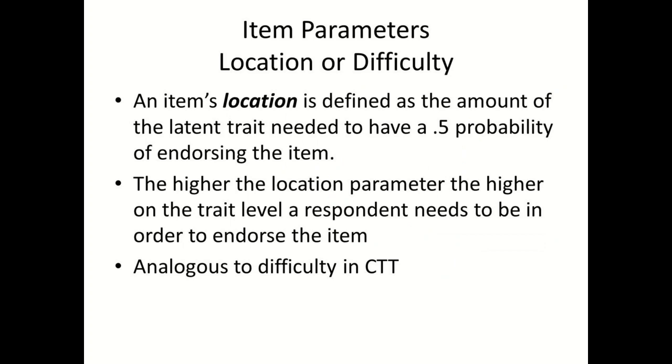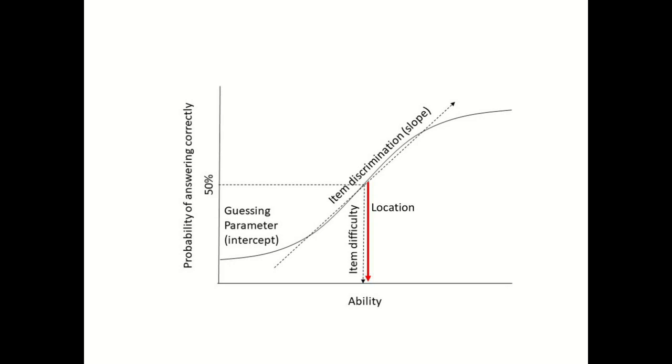The first one is item location or difficulty. So that is basically the amount of the latent trait that a person needs in order to have a 50% chance of answering the item correctly. So the higher the location parameter, the higher the person needs to be on the latent trait in order to be able to correctly answer that item. And that is pretty much similar to item difficulty in classical test theory. So what this means is similar to what I just have shown in the previous graph. Again, ability, probability of answering correctly. Here's the 50% mark, and the ability is basically the level, or the point, the location where a person has a 50% chance to answer the item correctly. So that is the level of ability here.